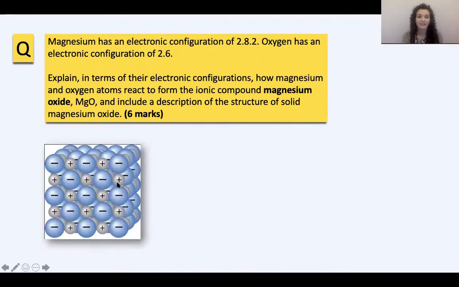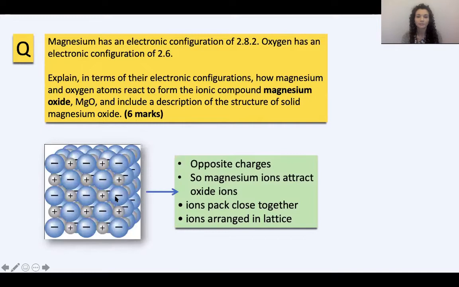And this is a picture to remind you of what the structure of the ionic compound magnesium oxide would look like. Do you remember the term that we used to describe how these ions are arranged? So remember, they've got opposite charges, and that's what's holding those bonded atoms together. So the magnesium ions will attract the oxygen ions because they are oppositely charged. So they're packed closely together. And remember, we call that a lattice.